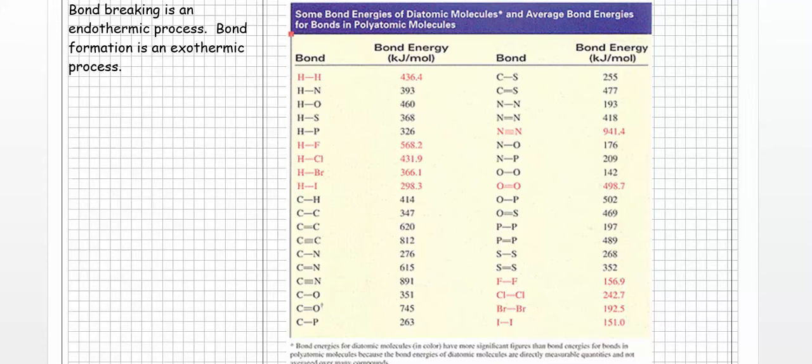But let's remind ourselves that bond breaking is an endothermic process. When you break a bond, you must provide energy to break a bond, right? But bond formation is an exothermic process. When you form a bond, you release energy. All right, so here we go.